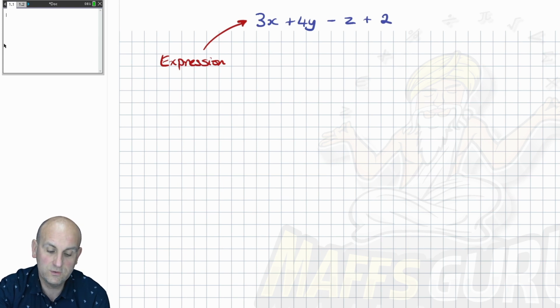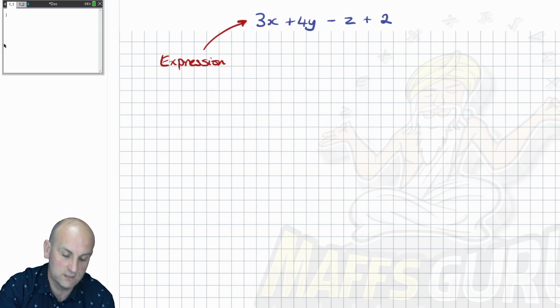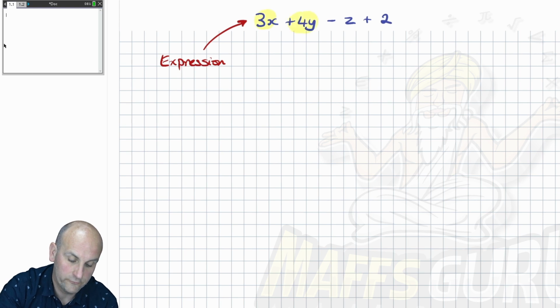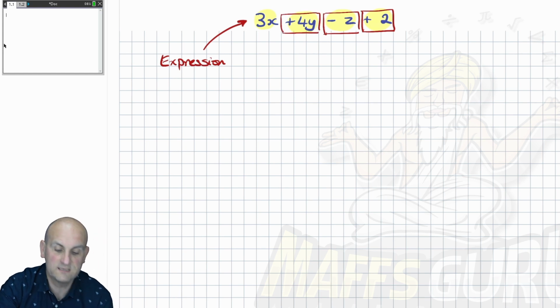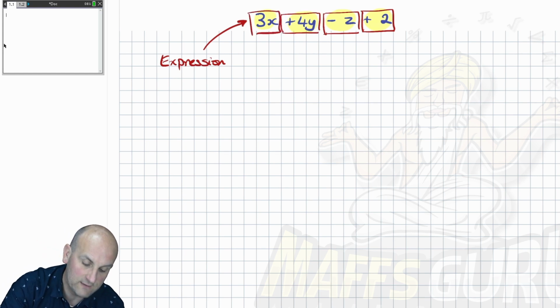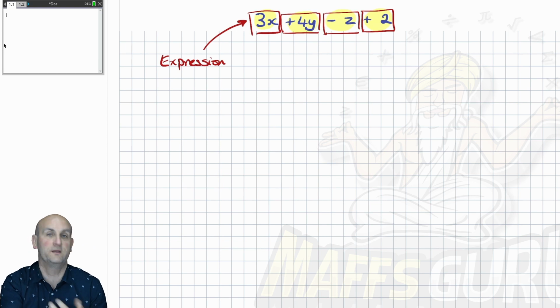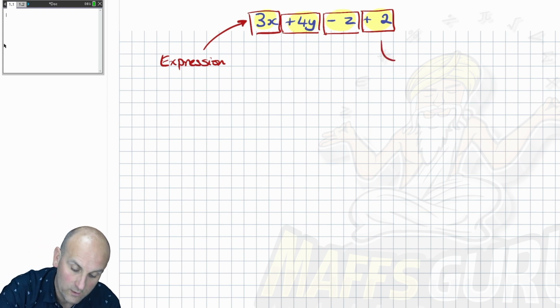But we also know that we have 4 terms. 1, 2, 3 and 4. And again, it's critically important that you realize that that plus belongs to the 2. The minus belongs to the z. The plus belongs to the 4y. And in front of that 3x is actually a plus, but convention says we don't write it. So now we have 4 terms.